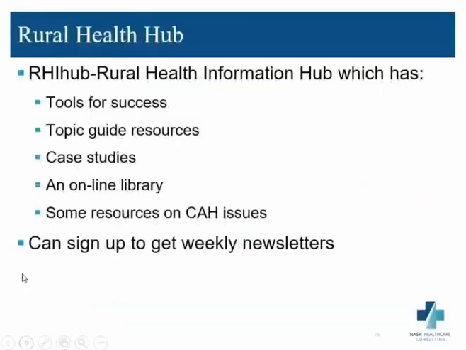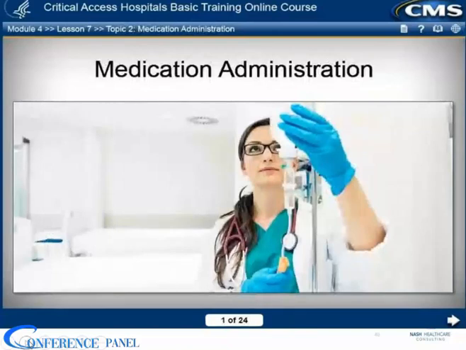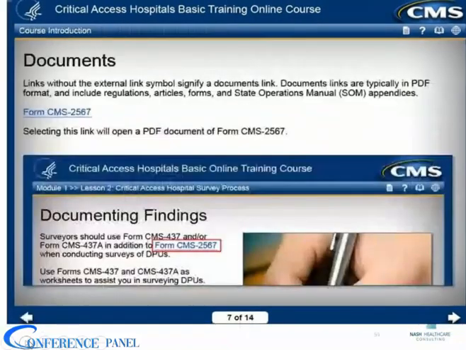There are lots of resources out there for critical access hospitals. Here's module number 4 about rehab services, another module, a different medication lesson, medication administration, monitoring. So there's lots of information that you can access out there for training.